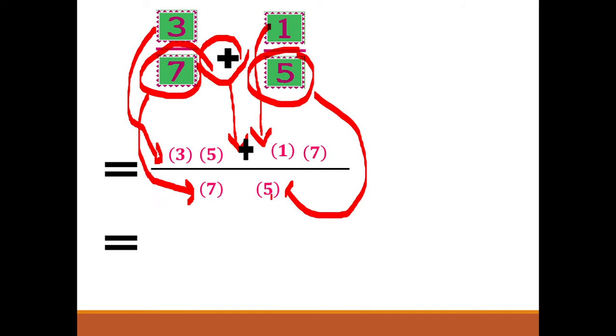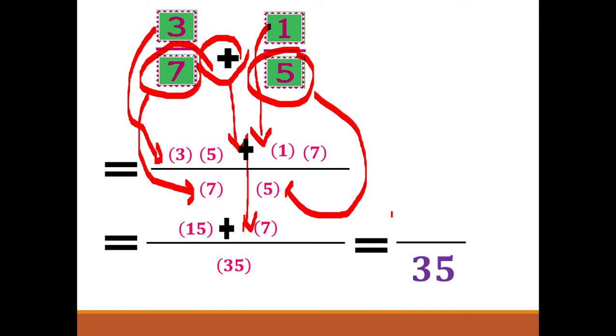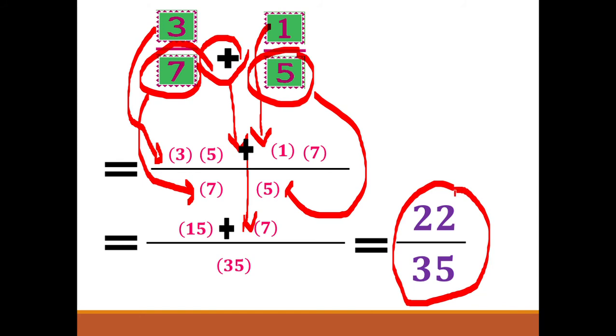7 times 5 is 35. Yun yung kanilang factor, di ba? Ngayon, 3 times 5 is 15. Tapos, lagay uli natin yung plus yan para di mo makalimutan. 1 times 7 is 7. So, 15 plus 7 is, kasi yung common denominator is 35. So, 15 plus 7 is 22. So, this will be your final answer.